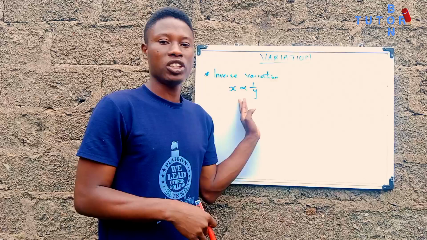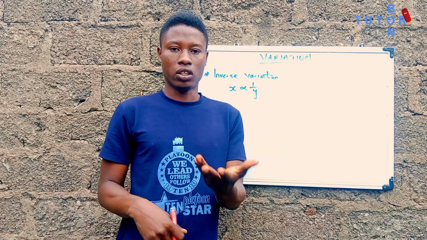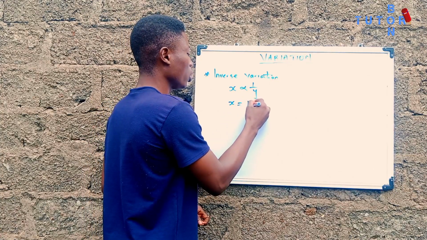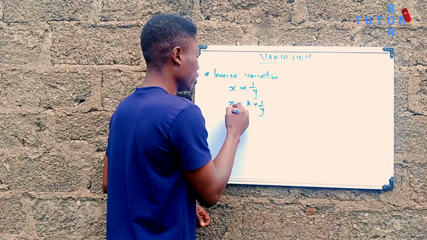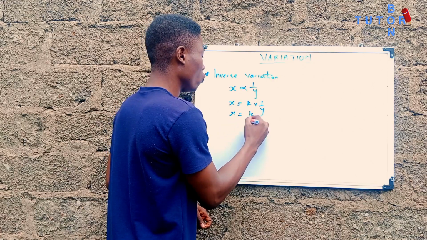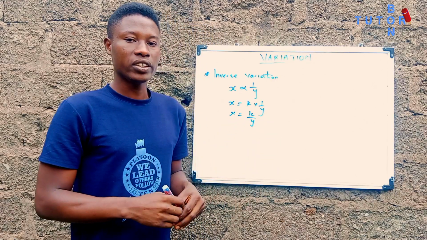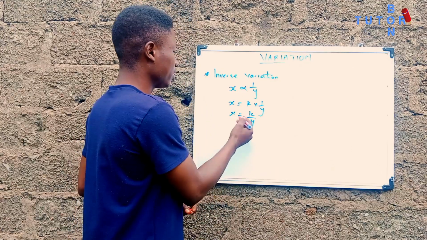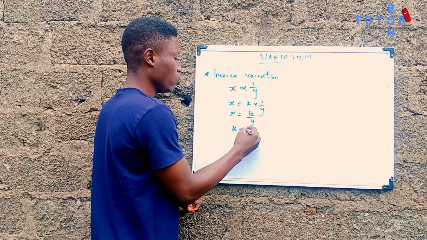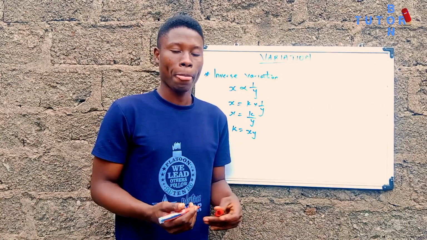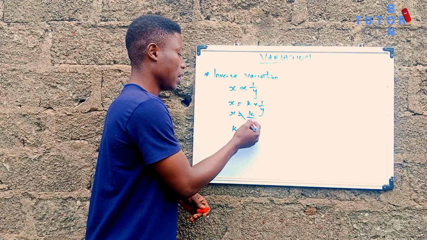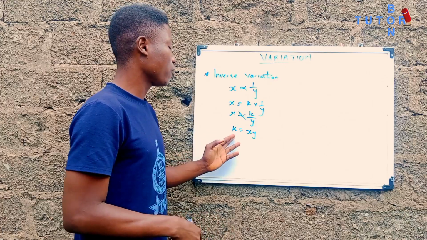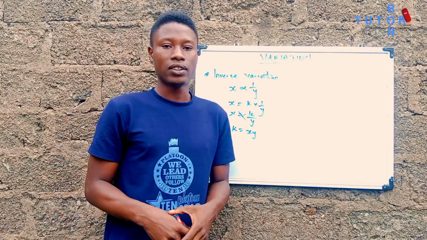And to eliminate the proportionality sign, what do we do? We introduce a constant. And introducing the constant now, you have x equal to k multiplied by 1 over y, which is the same thing as saying k over y. Now, let's find our k. Our k is equal to xy, because if you cross multiply, just like we talked about in subject of formula, you have your k equal to xy.